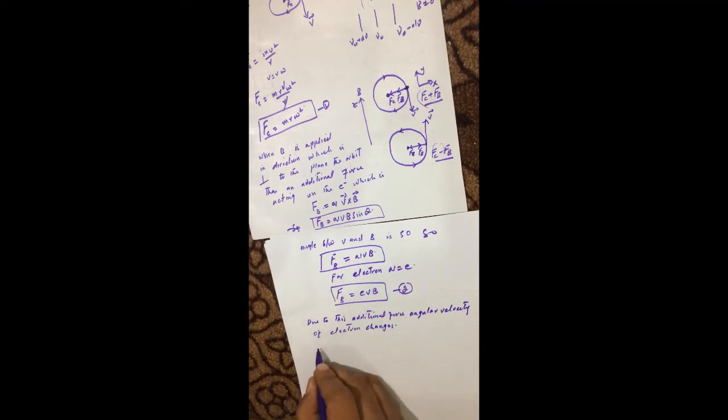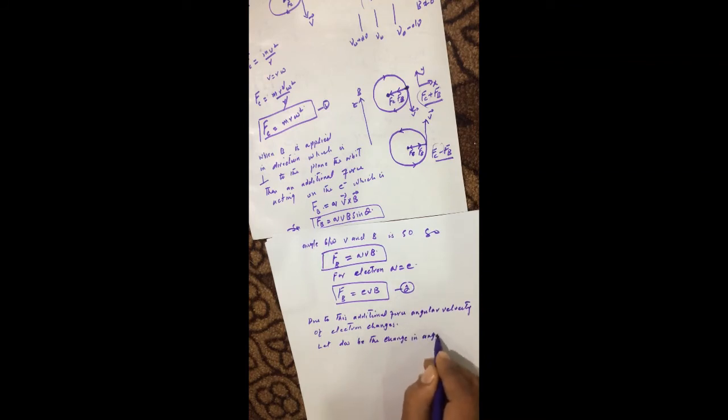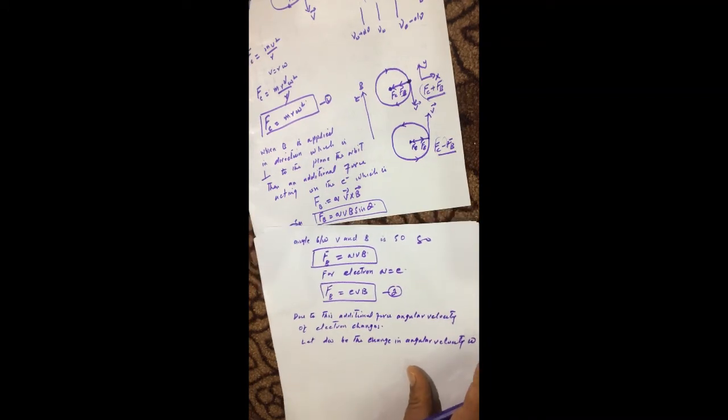Now let d omega be the change in angular velocity omega. Like, the initial angular velocity was omega. Now this is the change in this angular velocity due to the applied magnetic field.